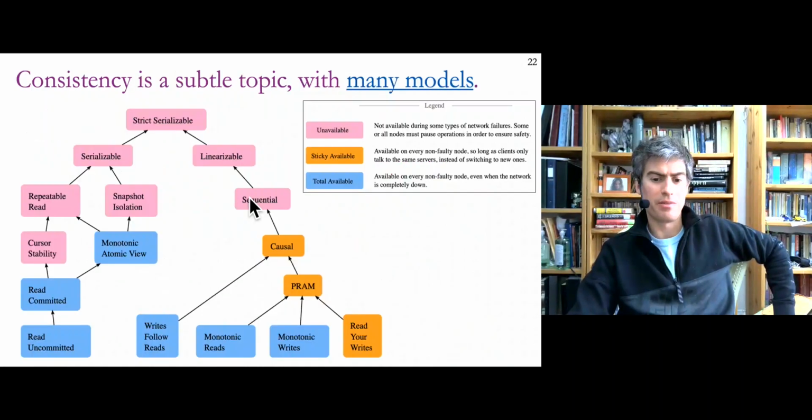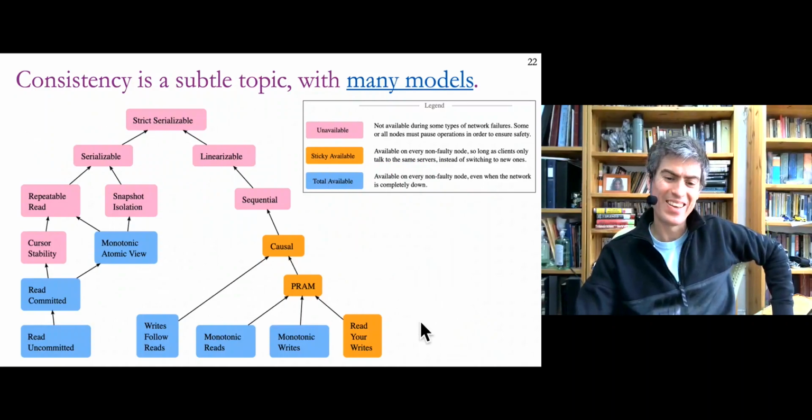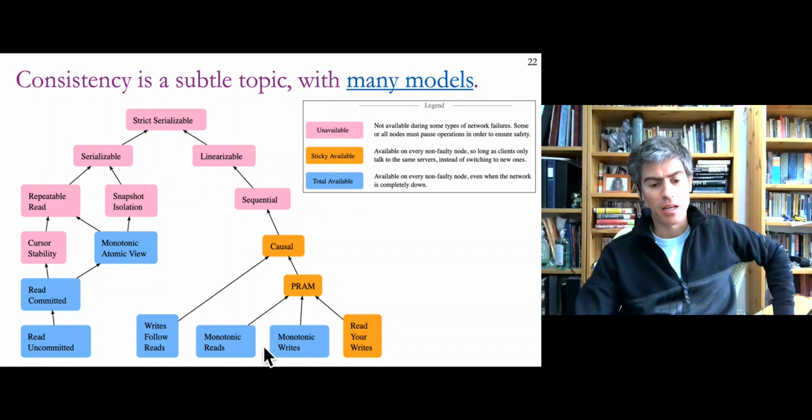Cool. That's called linearizability. And so consistency is a pretty complex topic, and there are many different definitions of consistency. So I just mentioned linearizability. That actually includes writes follow reads, monotonic reads, and monotonic writes. So I mentioned these three, and I mentioned linearizability.